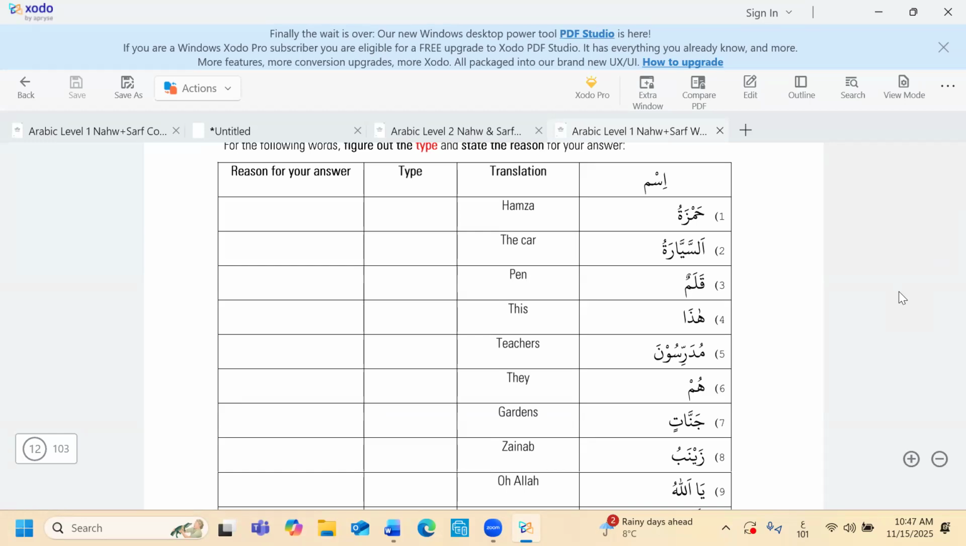For your reason for definite, you can say tanween, or just say there is no reason for it to be definite.